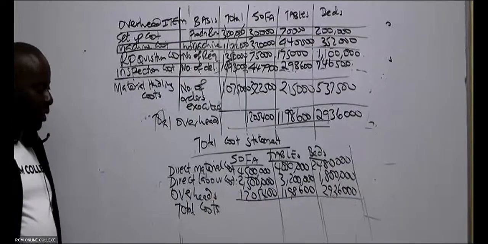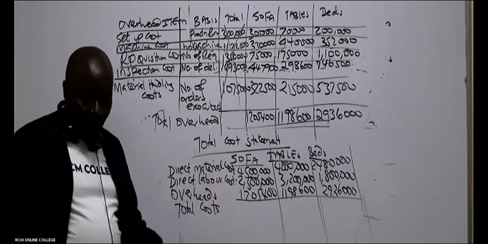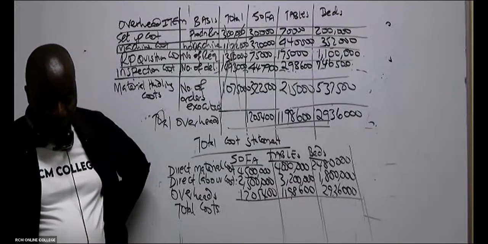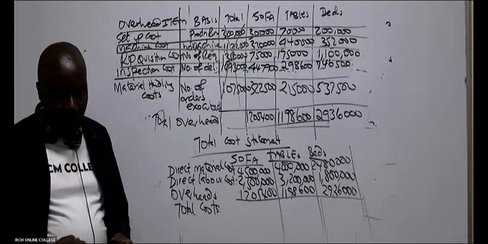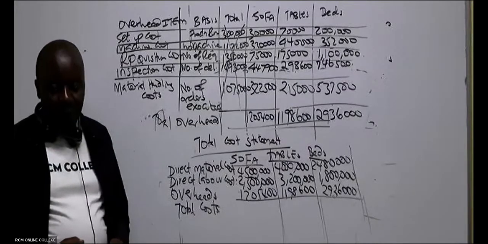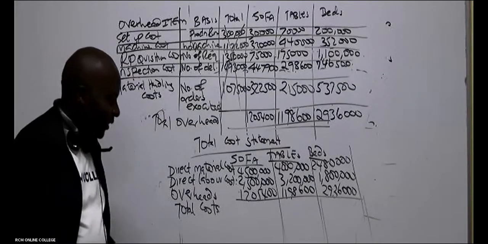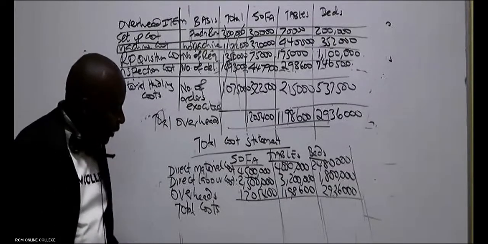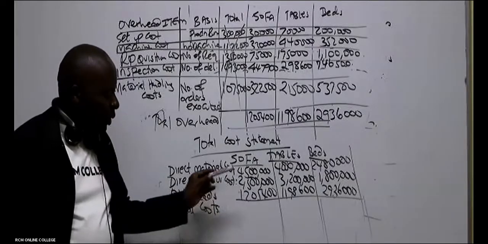Total cost. So you add in this case here for sofa. I'm waiting to hear from you. Felicitas is saying 1.8 million. But the first one is 4.5 million.